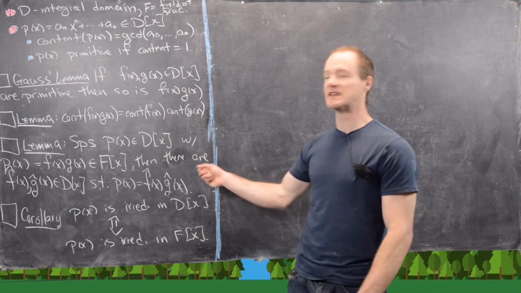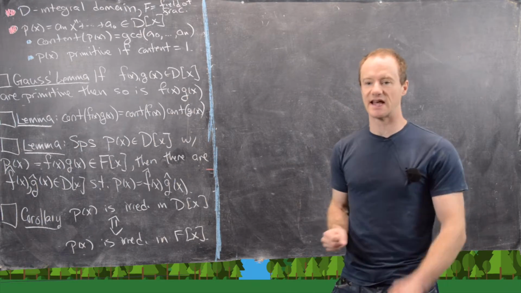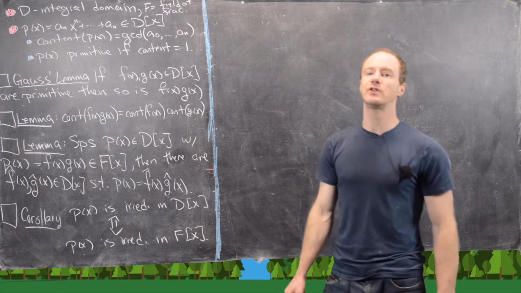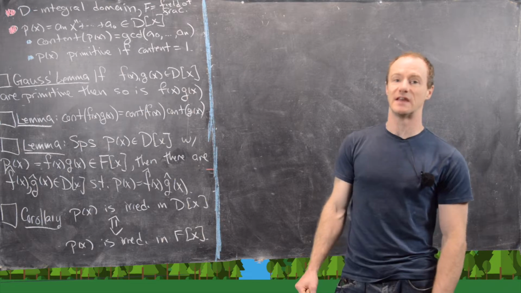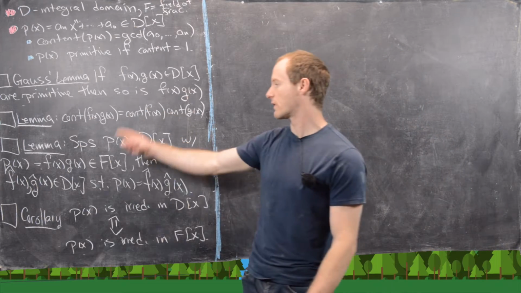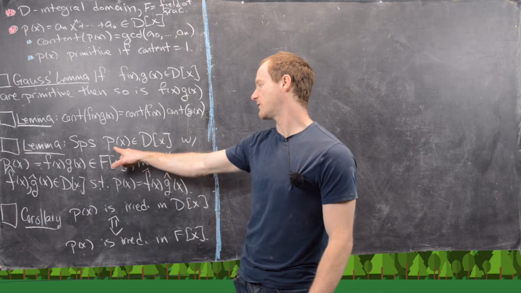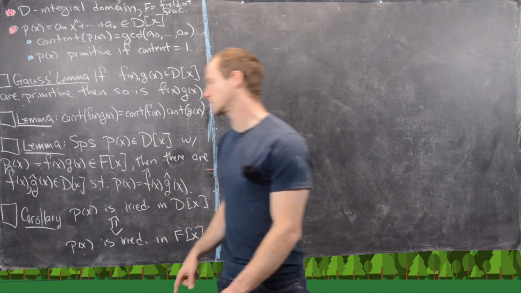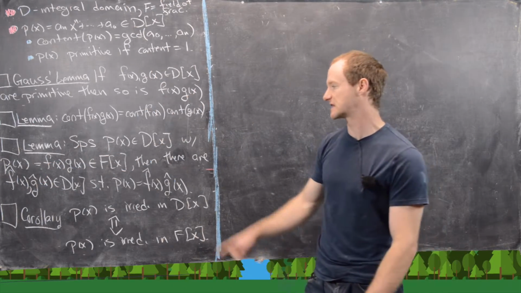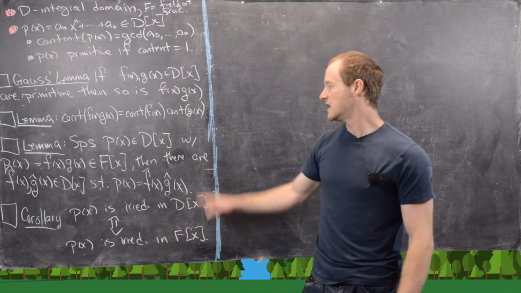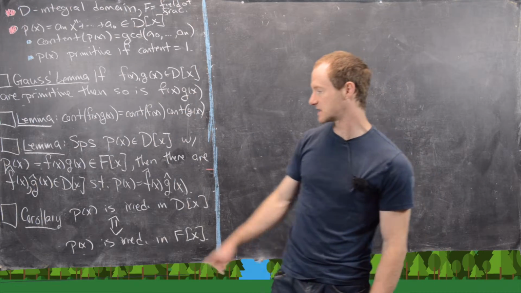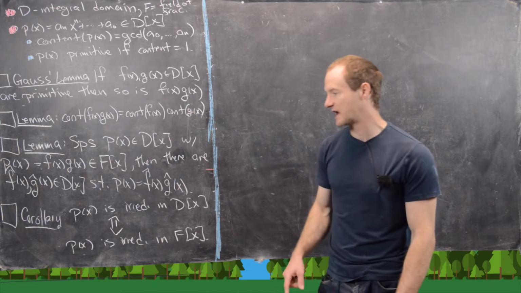Then finally we have this lemma, which essentially says that if you can factor a polynomial in the field of fractions, then you can also factor it in the integral domain. And so we write that in the following way. So if you've got P(x) in D adjoin x, where P(x) factors like f(x) times g(x) in F adjoin x, then there are polynomials which I'll call f hat and g hat inside of D adjoin x, where P(x) equals f hat g hat.